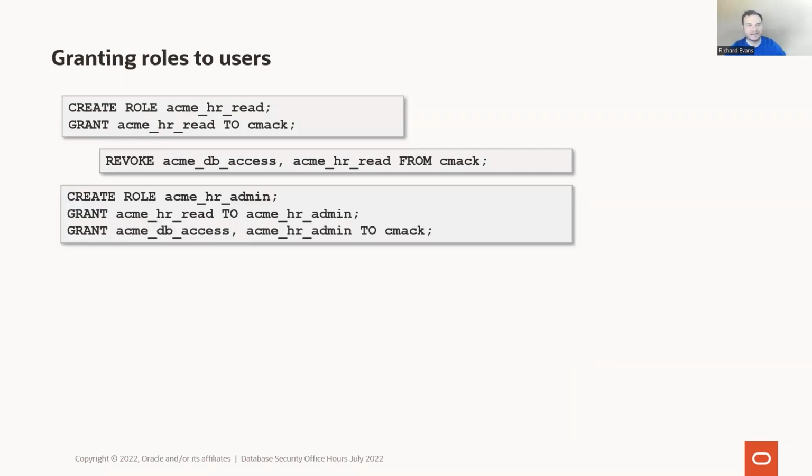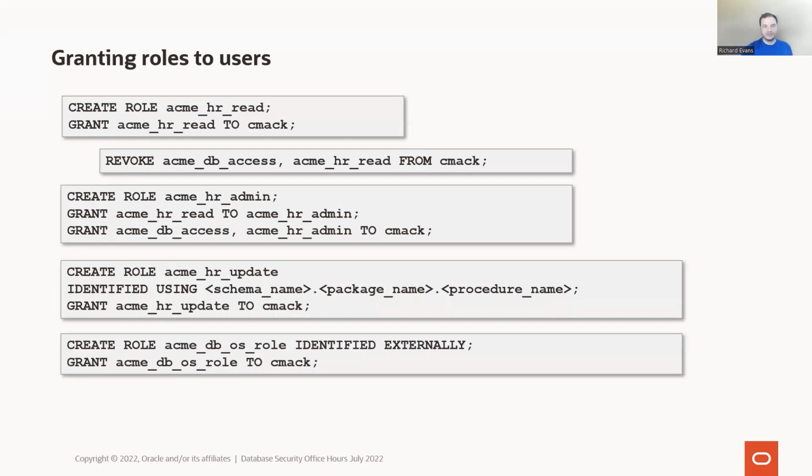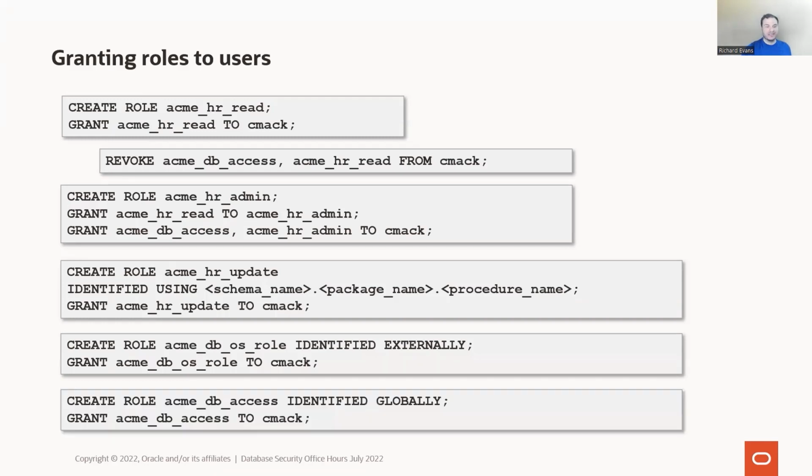I can also grant multiple to that user as well. So I can create the role, I can grant it, and I can grant read to HR admin, and then I can grant DBA access and HR admin to my user. Okay, so we can do multiple statements in there as well. We can create a role and we can grant the access there. So again, it's just grant role to user for identified using, identified externally, and identified globally. All those grant statements are the same. All the grant statements across the board are the same.